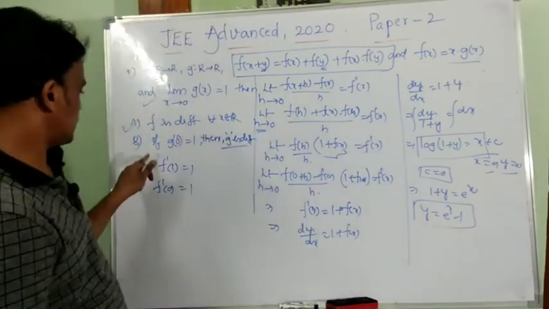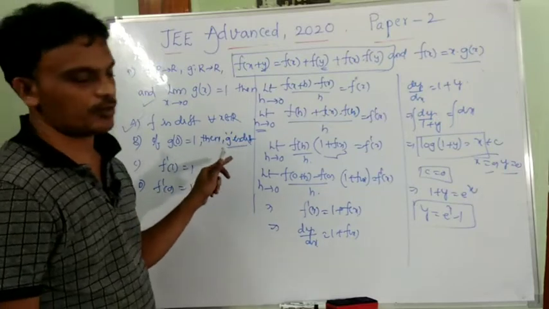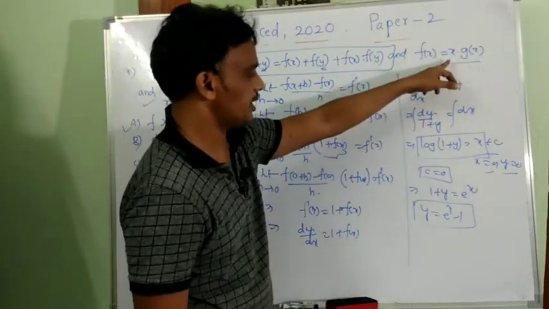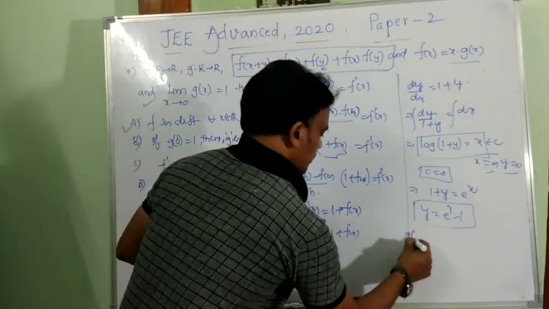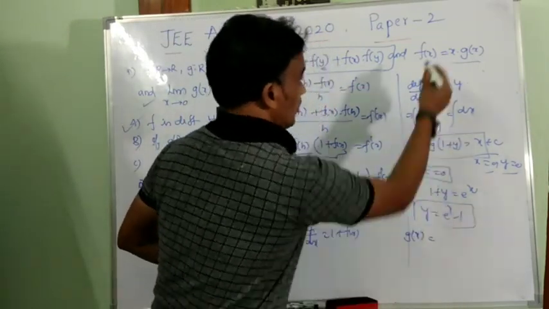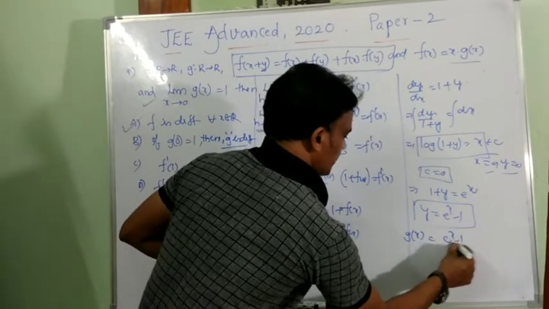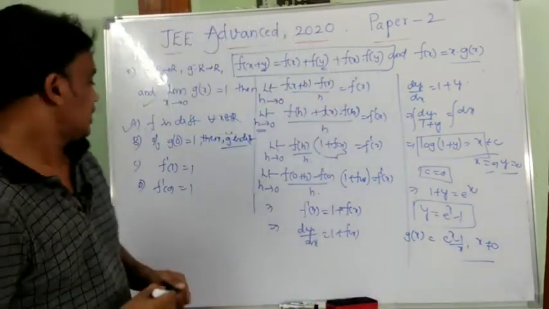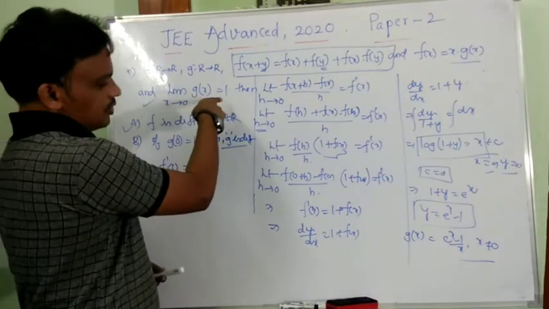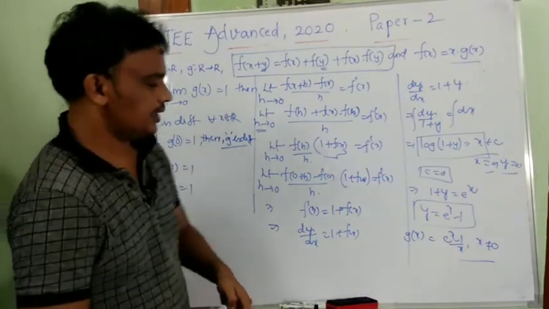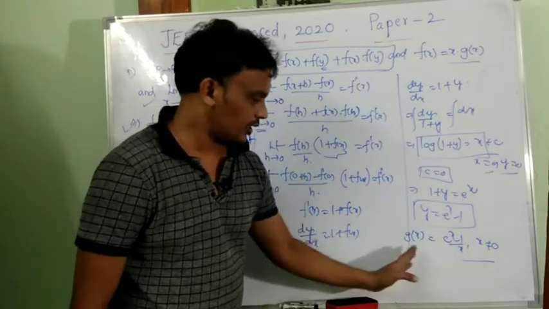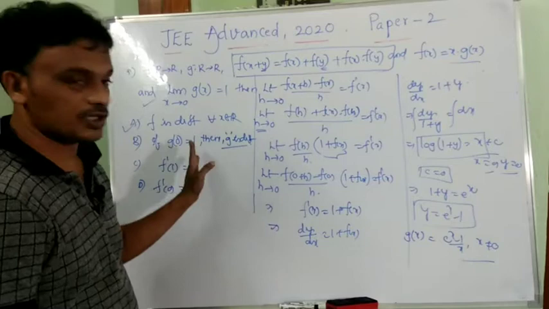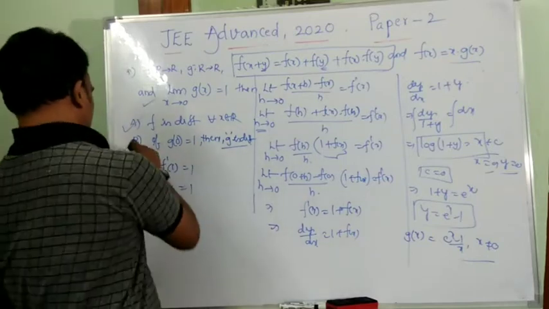Coming to this one, g of 0 equals 1, then g is differentiable for all values of x. What is g of x? g of x is equal to f of x by x, that means e power x minus 1 by x when x not equal to 0. So limit x tends to 0, g of x is equal to 1. By applying L'Hospital rule, we get limit x tends to 0, g of x also equals 1. So g of 0 equals 1, which is differentiable for all values of x.